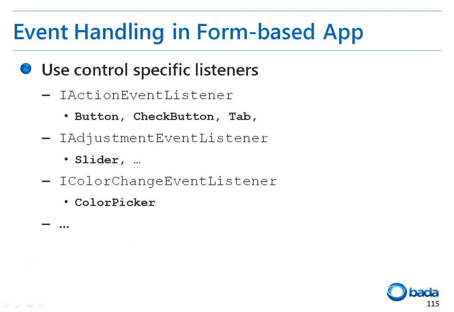For example, in the case of a button, a check button, or a tab control, you can get an event when the button is pressed or when the selection status has been changed using an action event listener called iActionEventListener. In the case of the slider control, you can get an event when the slider has been moved using the iAdjustmentEventListener. In the case of the color picker, you can get an event when the color has been changed using a listener called iColorChangeEventListener.